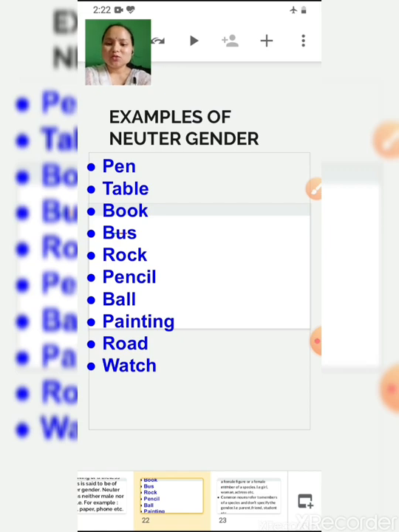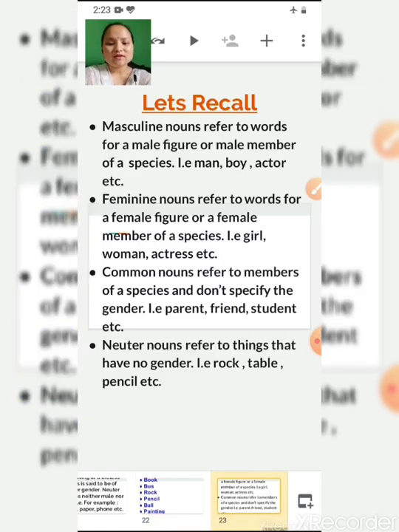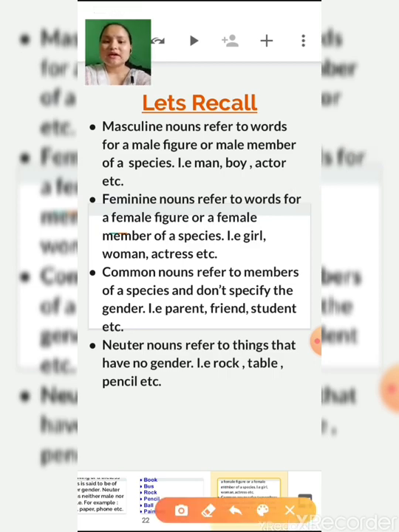Okay, children. So now let's quickly see what we have learned today. First we have learned about masculine gender. Masculine nouns or gender refer to words for a male figure.